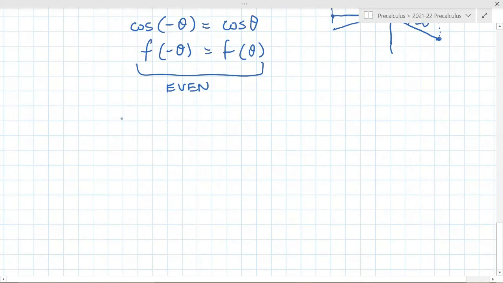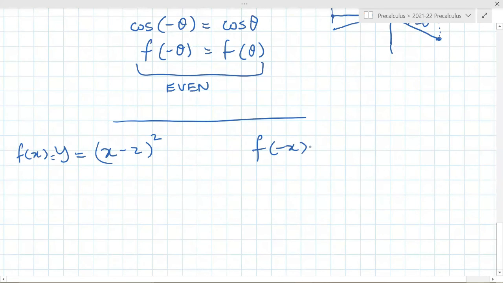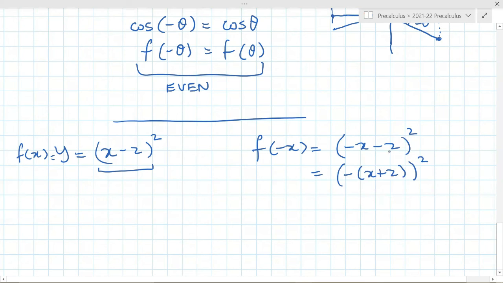So for example, if I have y equals x minus 2 squared. So this is f of x. If I try f of negative x, this will be negative x minus 2 squared. And you can see already these are different things. They're not the same because this is negative of x plus 2 squared. If I factor out the negative, and then negative squared is just positive, and then it becomes x plus 2 squared. So this is something else and this is something else. They're not equal.